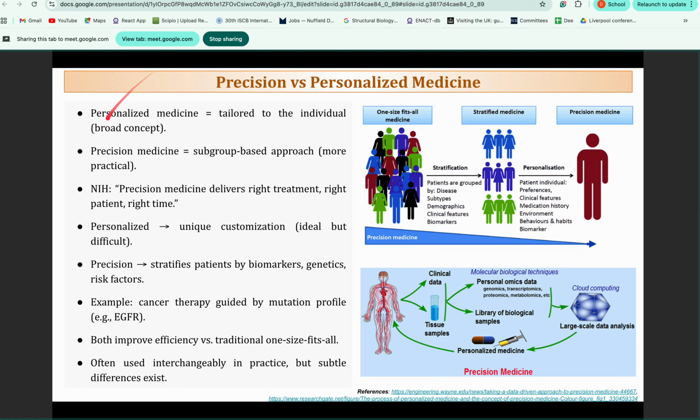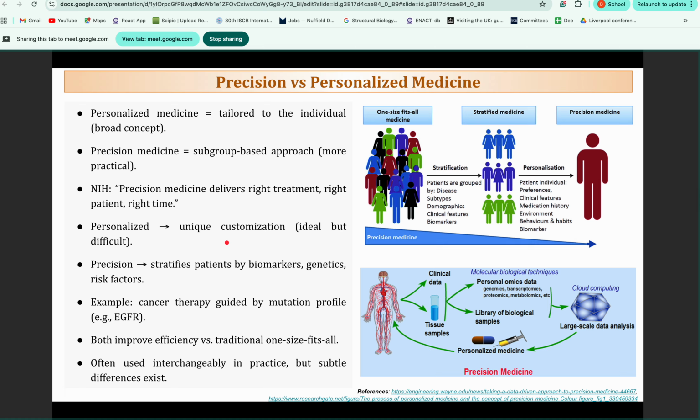So we can say that personalized medicine could also be precise. It could also be precision medicine, because it might be given to that particular individual at the right time at the right dose. So that is the difference between personalized medicine and precision medicine.